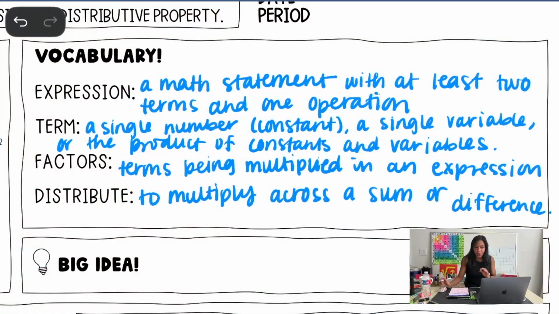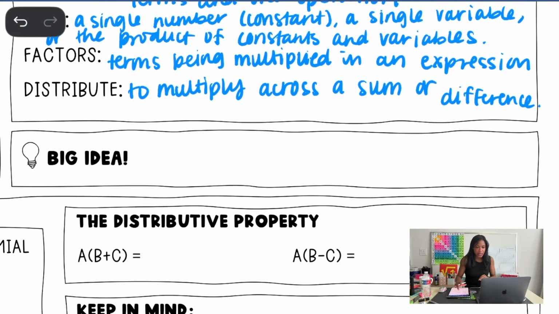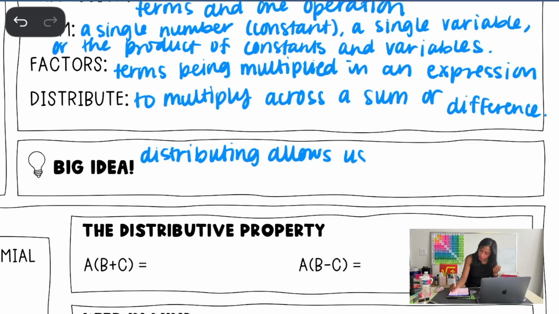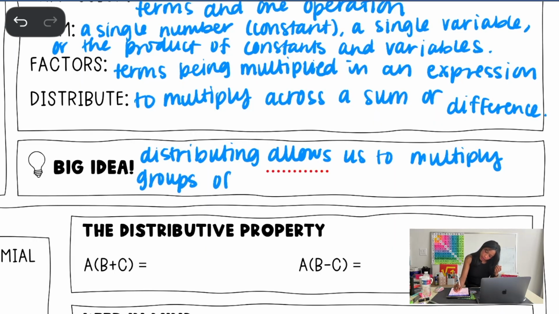All right. Let's go ahead and write that in our big idea box. I'm going to slide down here right here. Distributing allows us to multiply groups of unlike terms. Remember that like terms have the same variable and the same exponent.